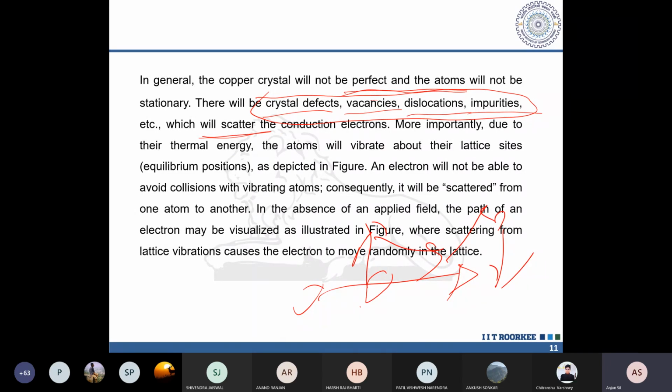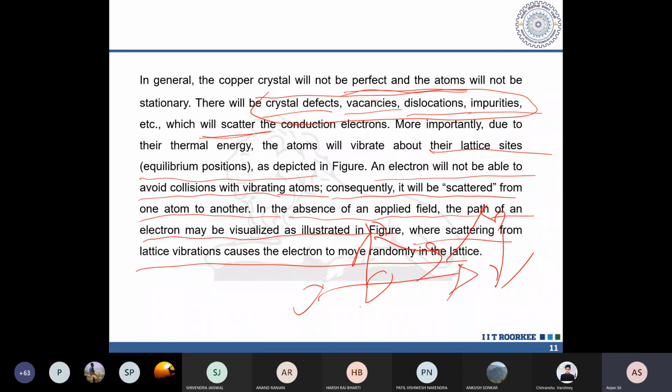More importantly, due to the thermal energy, the atoms will vibrate about their lattice sites, as I have shown here, with respect to the equilibrium position. An electron will not be able to avoid collision with a vibrating atom. It is bound to undergo collision. Consequently, it will be scattered from one atom to another. In the absence of an applied field, the path of the electron may be visualized as I have shown in the very first or second slide. Anyway, this is a very common concept.